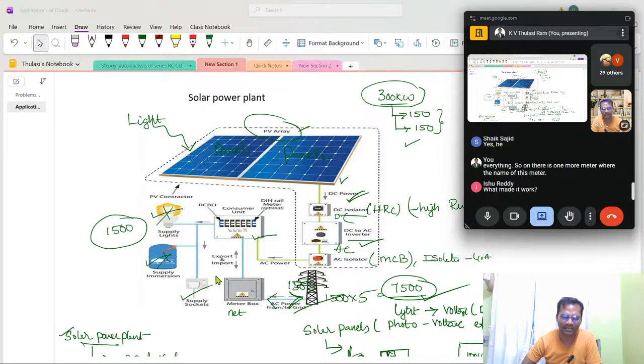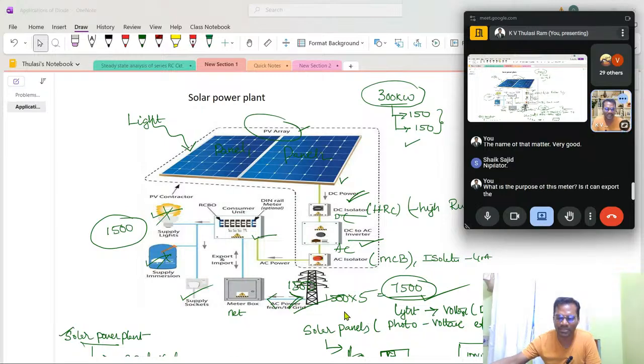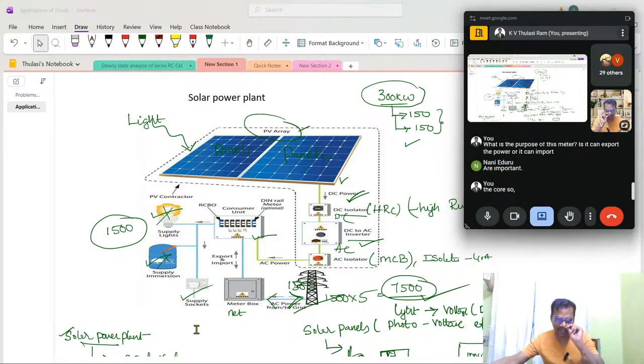What is the name of that meter? Very good, net meter. What is the purpose of this meter? It can export the power or it can import the power. So today we have a holiday. How many units have we exported today?